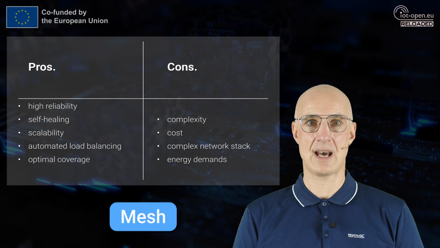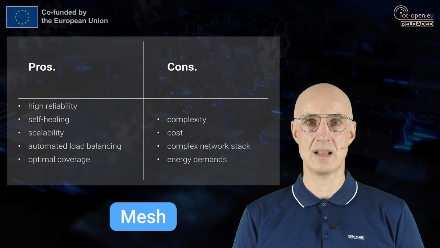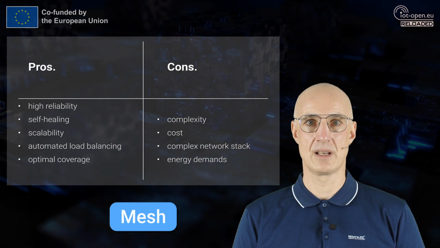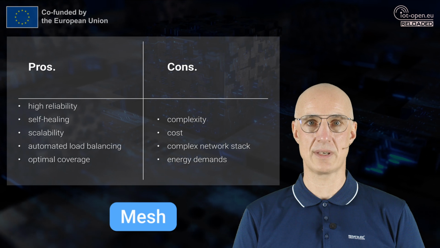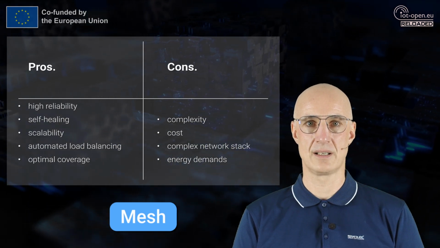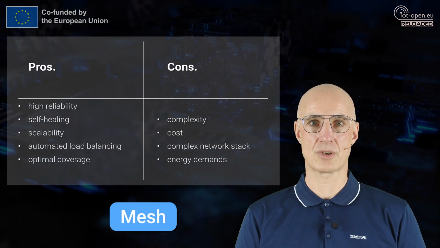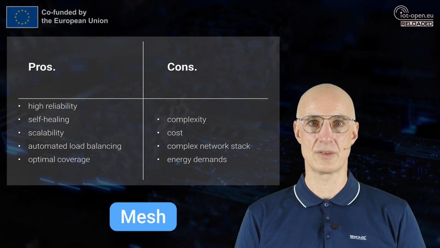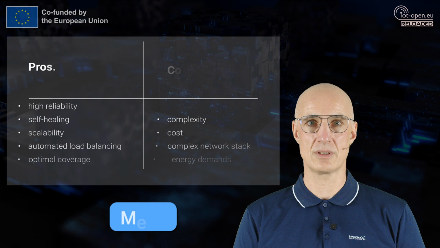Advantages include high reliability because there are multiple routing paths, so if one route fails, there are backup ones. Other benefits are self-healing, scalability, automated load balancing, and optimal coverage of physical areas. Disadvantages include higher complexity, higher costs, more complex network stack implementation on the software level, and frequently energy-intensive communication demands.